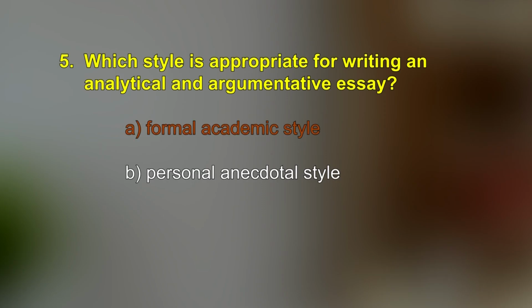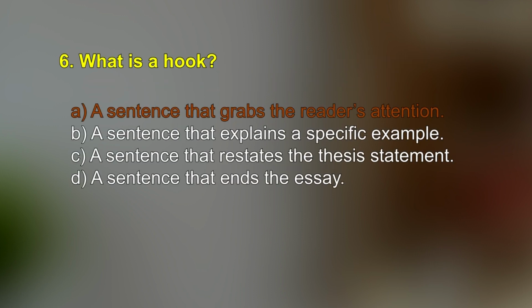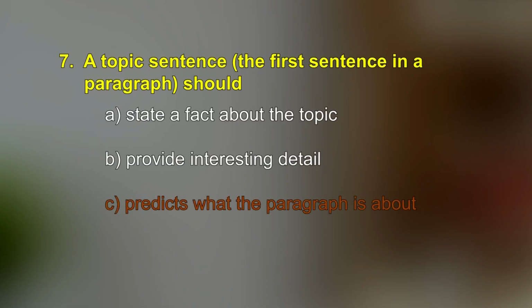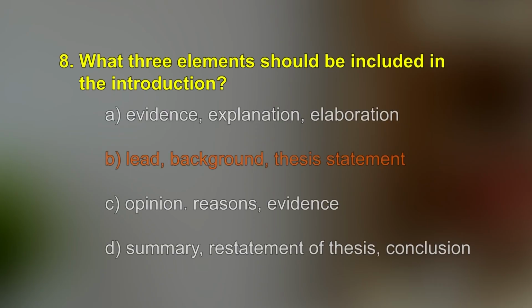To write analytical and argumentative essays, we use a formal academic style, not an anecdotal or a subjective kind of writing. Question number 6, what is a hook? A hook is a sentence, the initial sentence that grabs the reader's attention. Question number 7 is about the topic sentence. The answer is C. A topic sentence should predict what the paragraph is about. And for the last question, the answer is B, because the introduction should contain the lead, background, and a thesis statement. Did you get all the answers right?